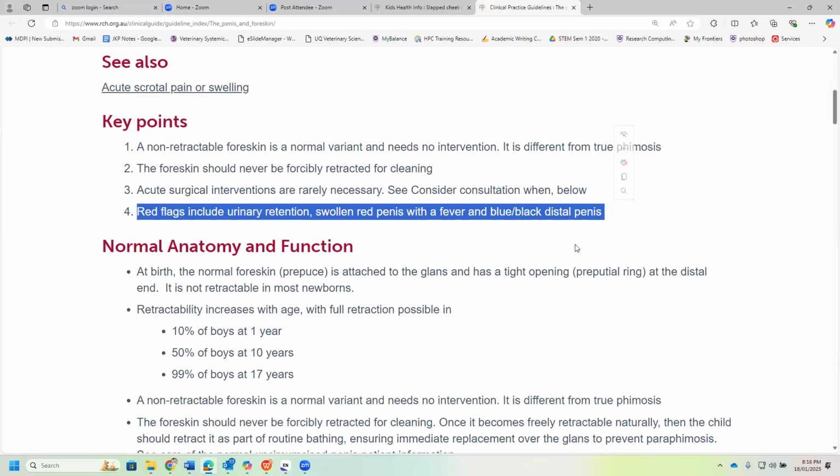So if the child is suffering from urinary retention, if there is a swollen red penile area, or the patient has fever and a blue/black distal penis, then these are the urgent intervention red flags.